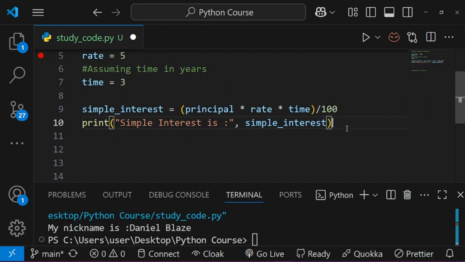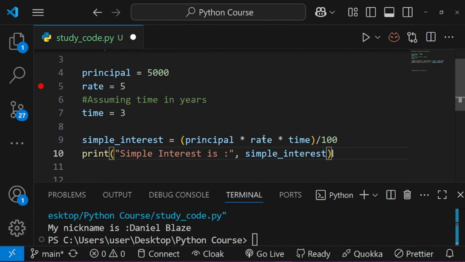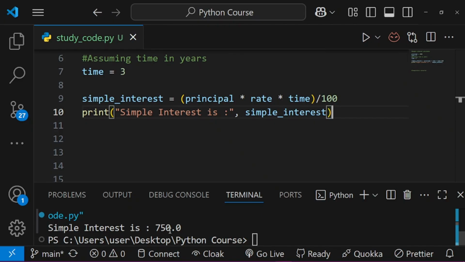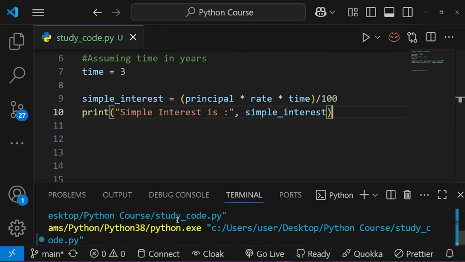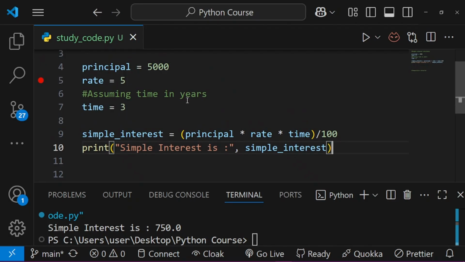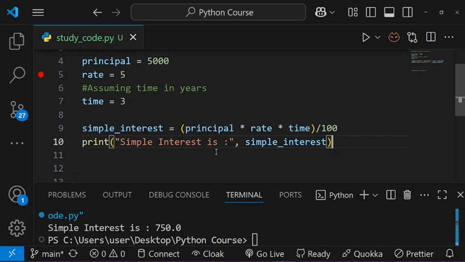Okay, so this is a structure that you need to have. I'm about to verify that this worked. So now, at this point, if you have been following along very closely, you can just run. Yes, and you can see that our simple interest is 750. Yes. So if we put down 5,000 at the rate of 5%, over 3 years, we are going to get a 750 increase. Yes. So now that's a simple yes.